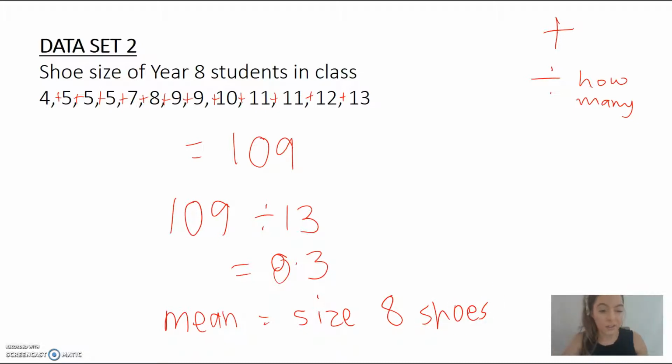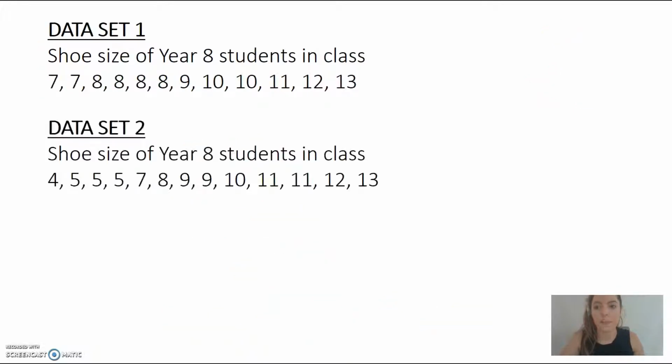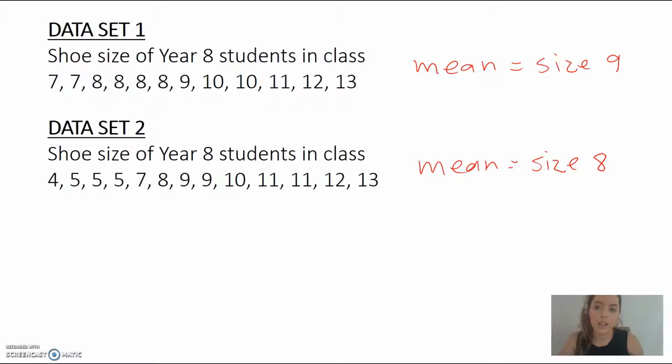If we're looking at how we use this data and how we can compare, this was our first data set and the mean for this one was size 9 and the mean for this class was size 8. So we could say that the students in data set 1 have larger feet, which might indicate that they're older students in comparison to data set number 2. That doesn't quite work because we've identified that our data is Year 8 and Year 8.